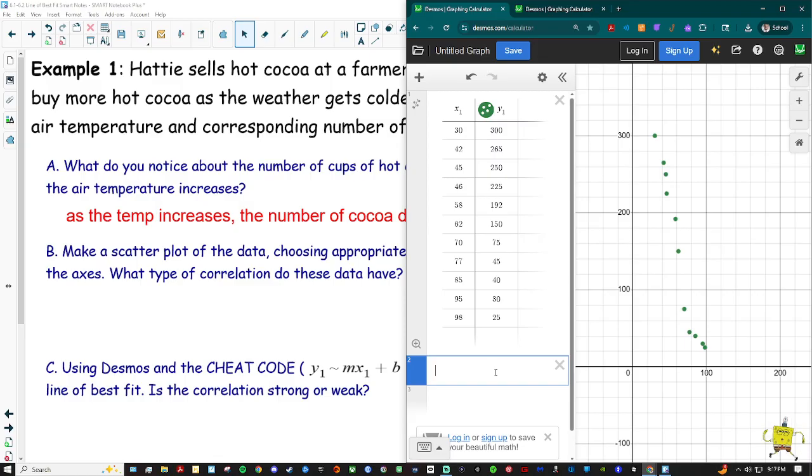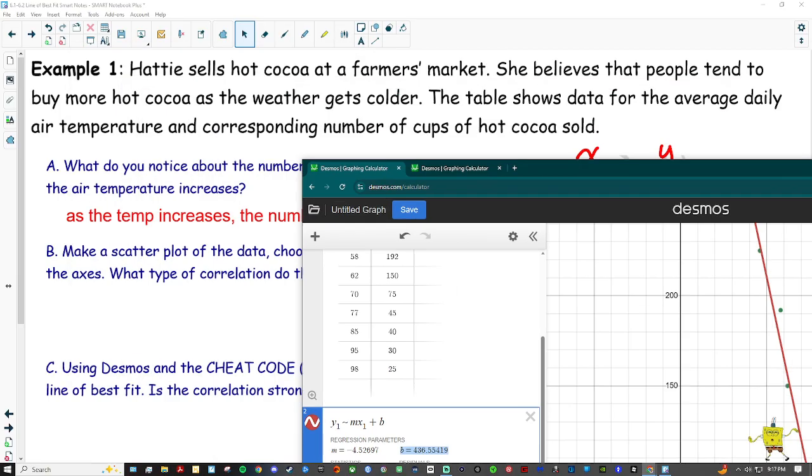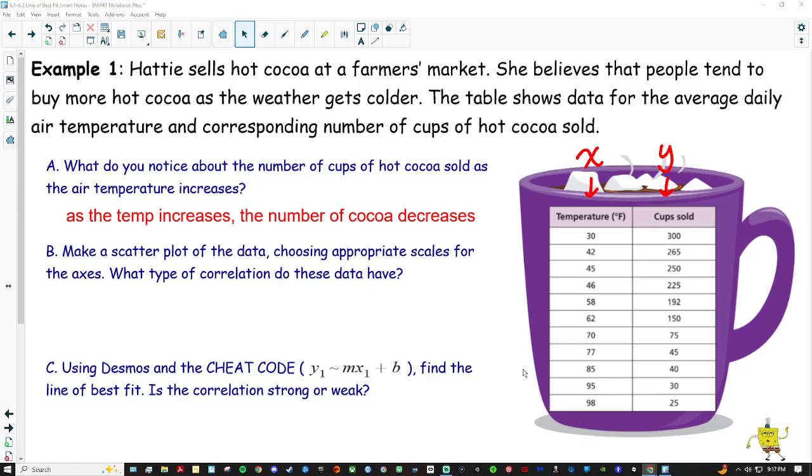If I want to figure out if it's strong or weak, I need my cheat code: y1 ~ mx1 + b. When I type that in, I see my m, I see my b, but what I'm looking for is the correlation, which is my r value. Since my r value is negative 0.97, which is really close to negative 1, this is a strong positive or strong negative correlation.